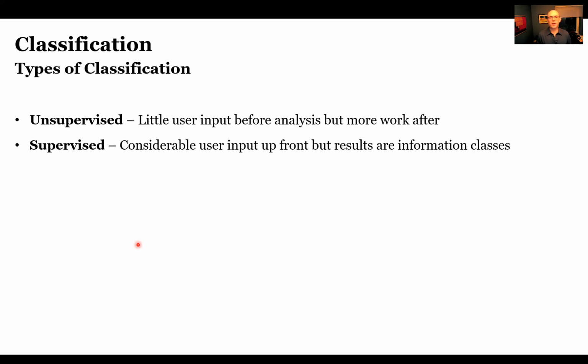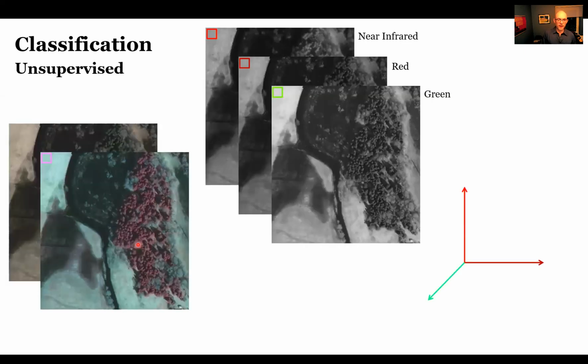The supervised, here we do a lot of the work up front. We tell the computer what to look for, what things should look like, and then it does that for us and gives us our information classes, because we've said this is what woodland looks like, or this is what water looks like. So how does this work? In all cases, we are going to be relying on band space. We'll start by exemplifying through unsupervised.